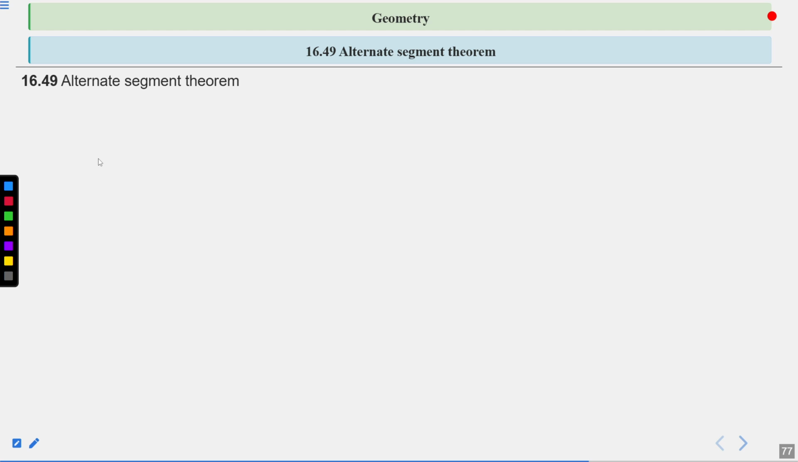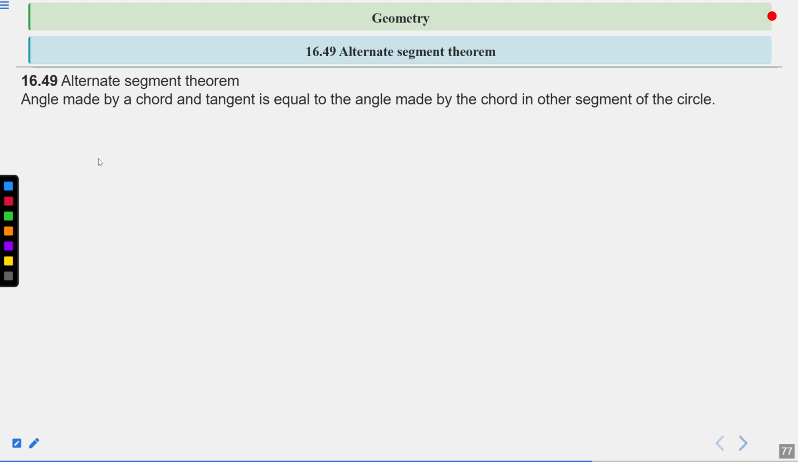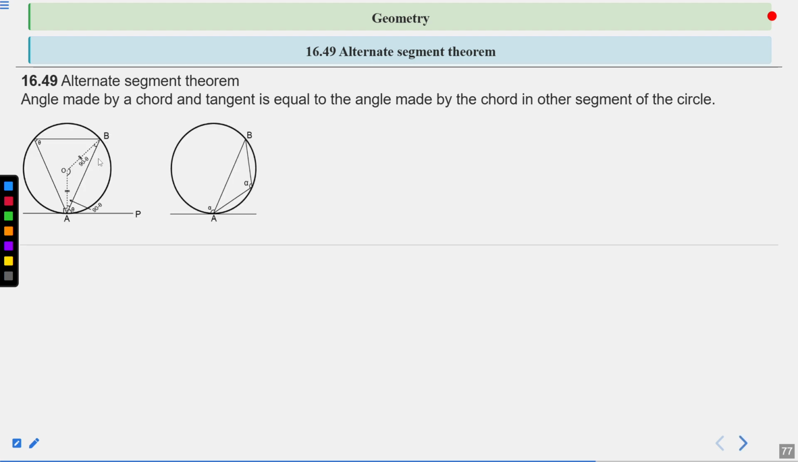Alternate segment theorem. So the alternate segment theorem says that the angle made by a chord and the tangent is equal to the angle made by the chord in the other segment of the circle. Now see the diagram of this alternate segment theorem.